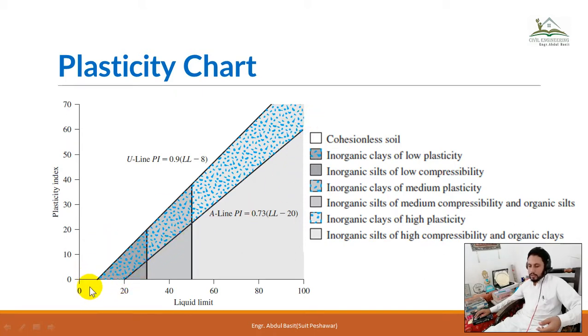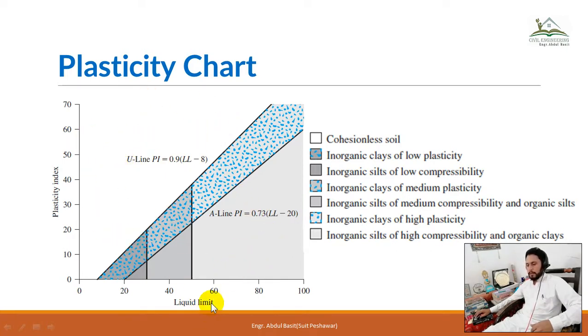Similarly you will get different points for the U line as well, and the equation for that is 0.9 times (liquid limit minus 8). For example, plotting it for a liquid limit of 20, 20 minus 8 gives 12, multiplied by 0.9, so almost 10. So for 20, 10, you can see this is that point. Again you will get multiple points for different liquid limit values, and you will plot this graph. This is already plotted for you, you just have to use it.